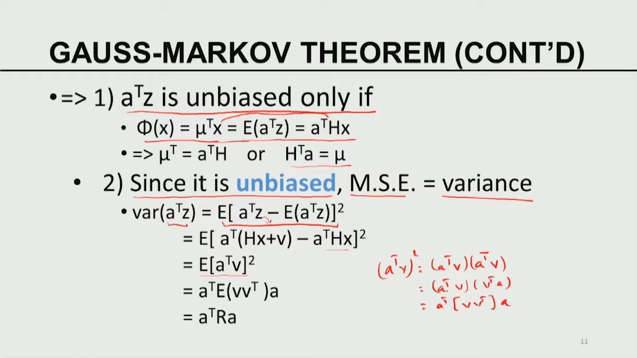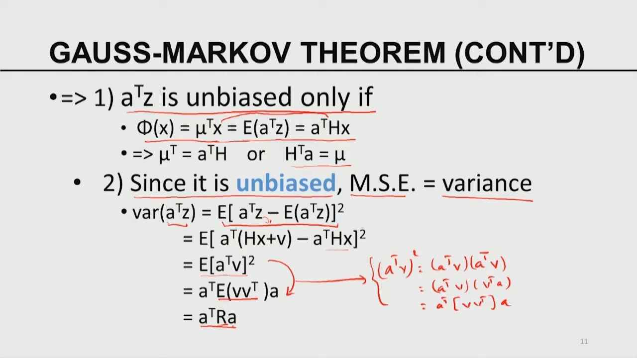If I take the expectations, I get this. So to go from here to here, this is simple algebra. Like this, I would like you to do all the basic algebra to see which steps come from the previous one, why and how. And the variance of V is R. So this is A transpose R A.